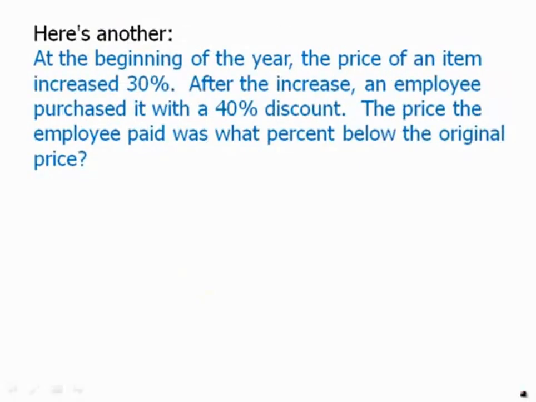Here's another problem. At the beginning of the year, the price of an item increased 30%. After the increase, an employee purchased it with a 40% discount. The price the employee paid was what percent below the original price? In other words, what percent below the price before the increase? So again, pause the video, take a moment to work this out on your own.